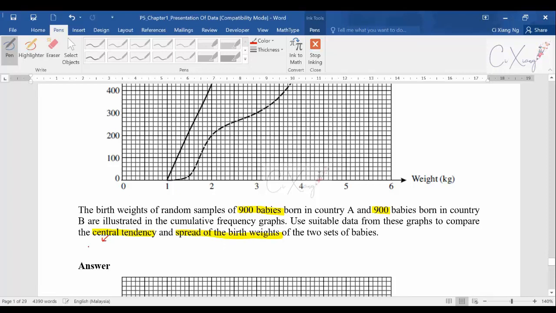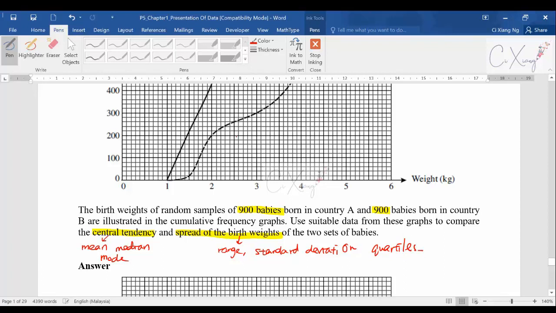What kind of central tendency are we having? We are having mean, we have median, we have mode. Okay, and then for the spread of birth rate, what do we have here is we have range, standard deviation or variance. Okay, so you also have the quartiles to measure the spread.